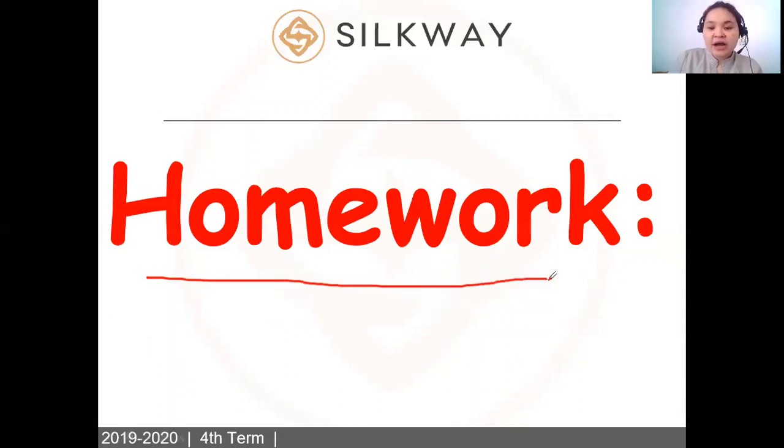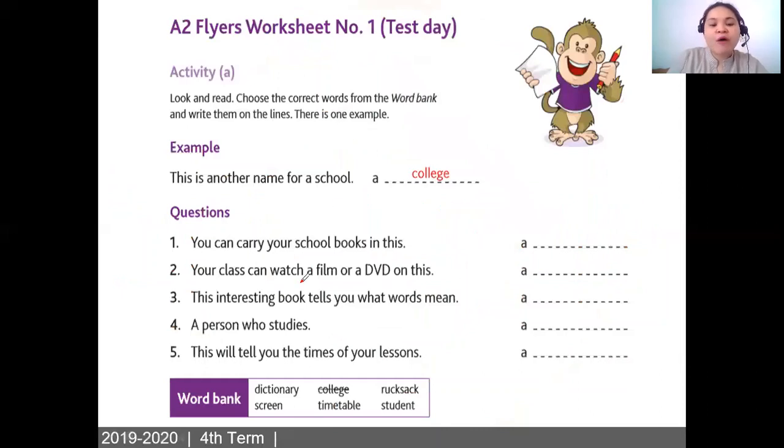Okay, so here now we're done with the lesson. Before our actual lesson, I want you to prepare or do this on your own. You try to do it on your own. You write your answer on your copybooks or on your notebooks. So your homework is, okay, I want you to do this by yourself.